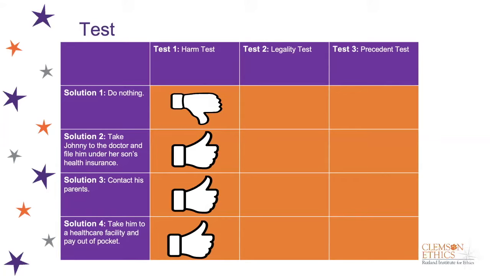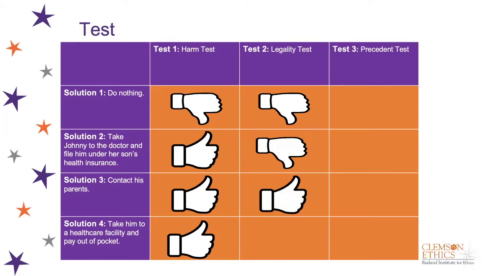Starting with the legality test, we can see that solution 1 gets a thumbs down. It is likely that the state of Indiana has laws in place for schools to practice mandated reporting in the event of child neglect. Moving forward, solution 2 also receives a thumbs down because falsifying insurance documents is highly illegal. Solution 3 passes for a school leader to contact her students' parents. Solution 4 passes the legality test as well.